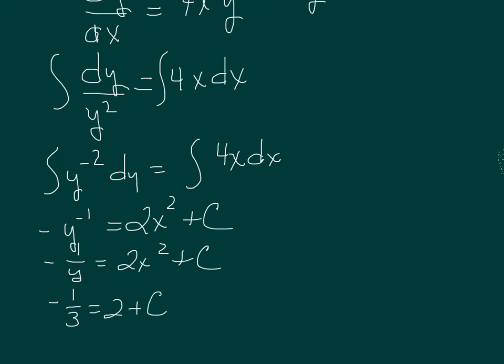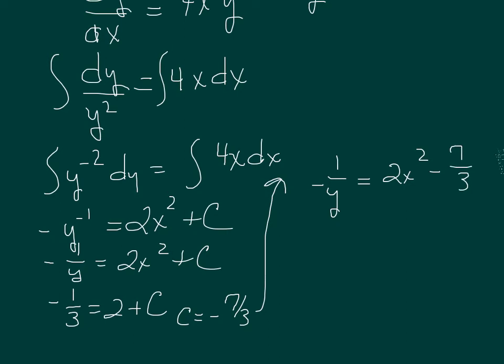So c equals, isn't it -1/3 minus 2? Oh, yeah. -7/3. C is -7/3. So I can come back up here, and we have -1 over y equals 2x squared minus 7/3. May as well go ahead and multiply through by the negative. And I don't want 1 over y, I want y. But before I find y, I'm going to get a common denominator on the right side.